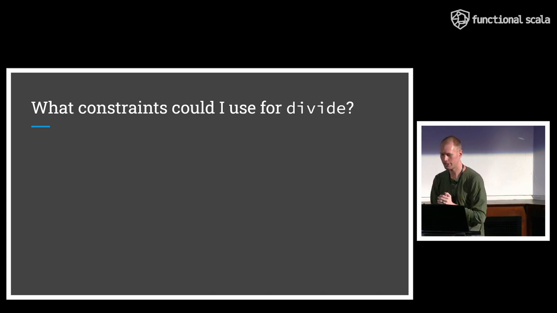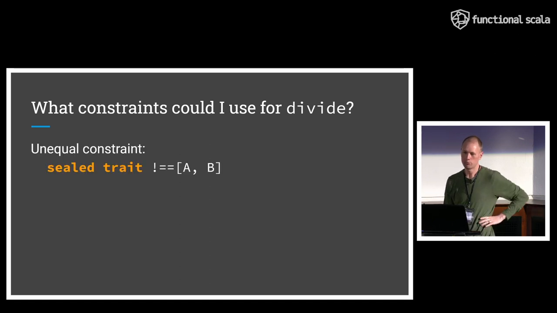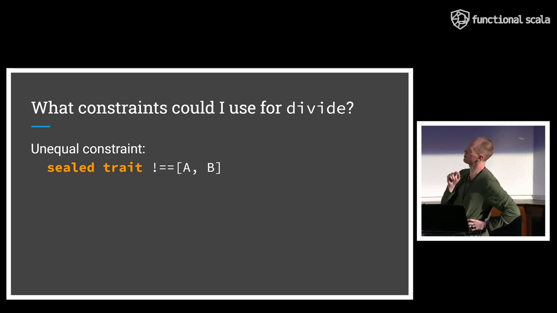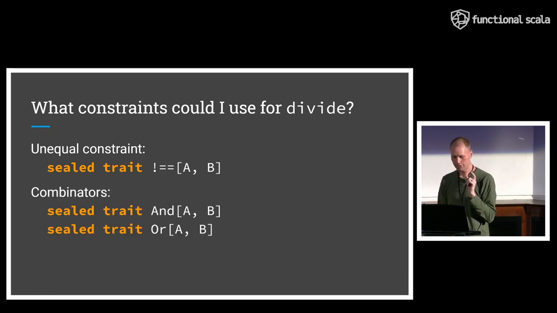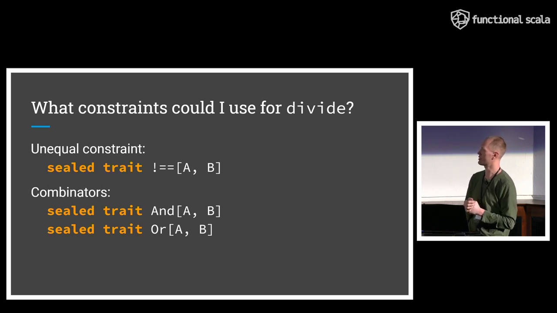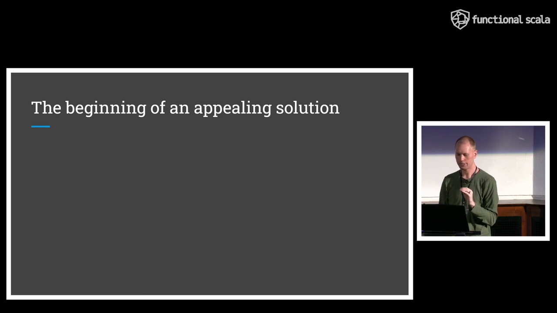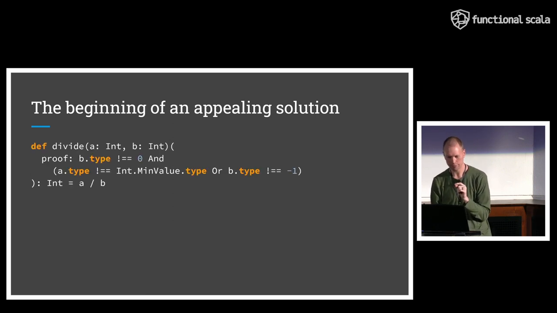So what constraints could we use for divide? Well, we could maybe invent an unequal constraint. We're just going to use it like this. So it has an A and B, and we'll use some JavaScript syntax as inspiration, the greatest programming language, JavaScript. And then we also need some combinators like and, or. So it takes two constraints and ands them and two constraints and ors them. So we start to see kind of an appealing solution in my mind.